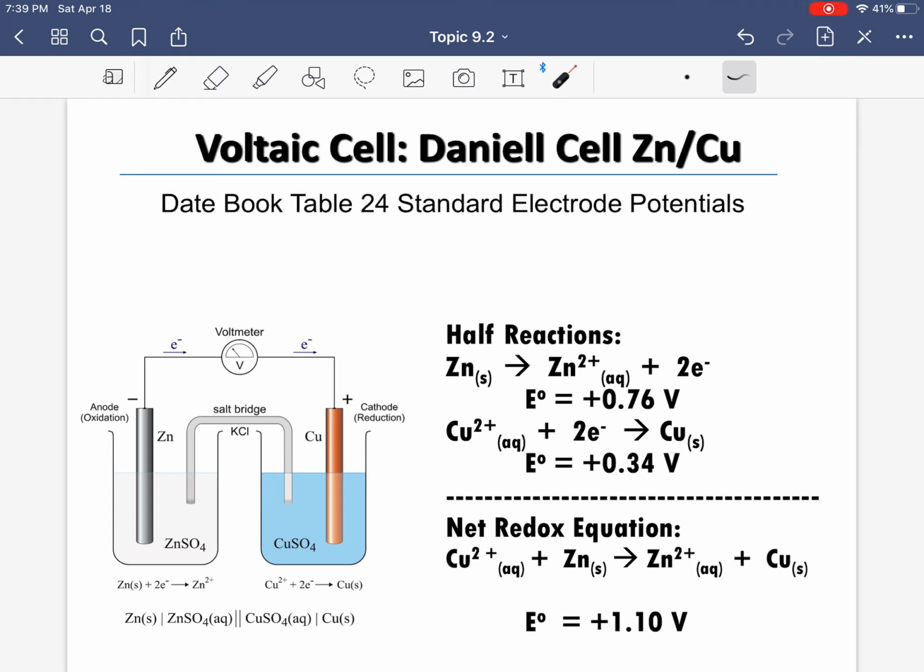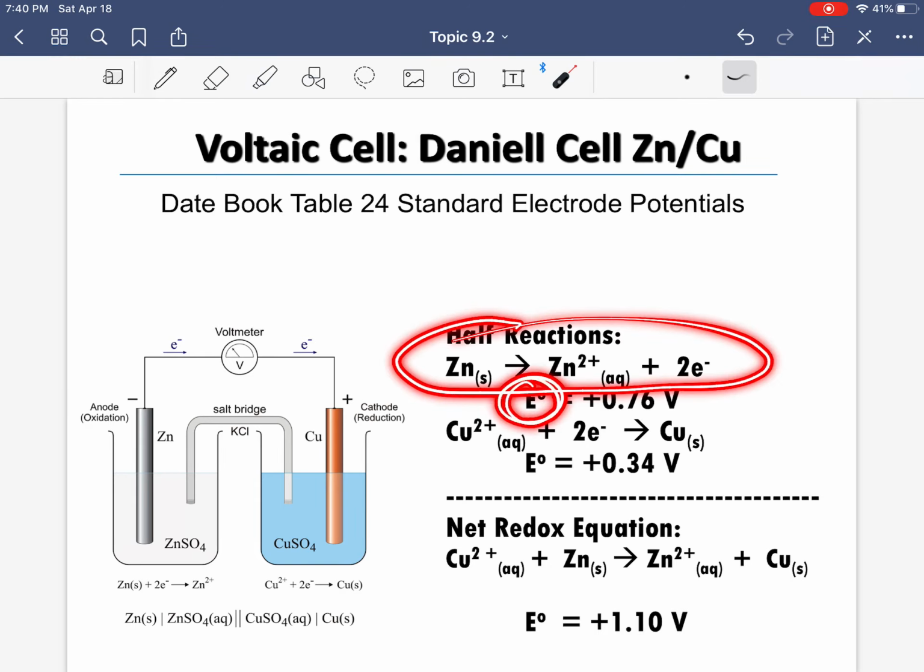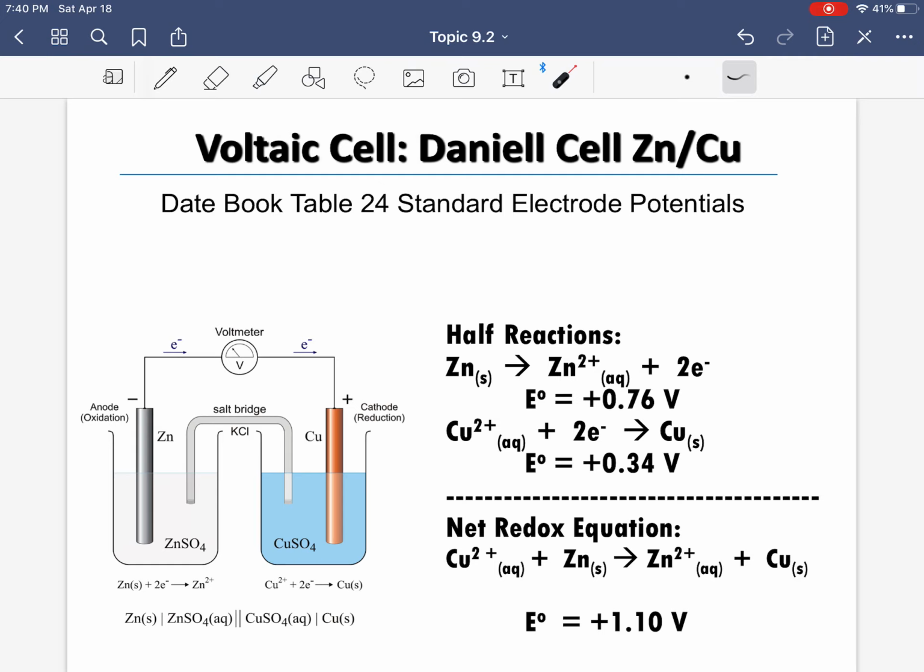Can we calculate the amount of energy? Can we calculate what the voltmeter is going to give me? Of course, the answer is yes. Okay. All you have to do is know what we call E naught for every half reaction, and we sum it up. Okay. For an oxidation reaction of zinc, you can look at table 24 in your data booklet, and you'll find that this reaction is worth 0.76 volts.